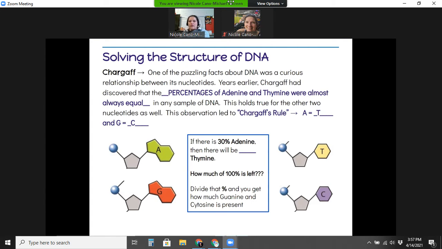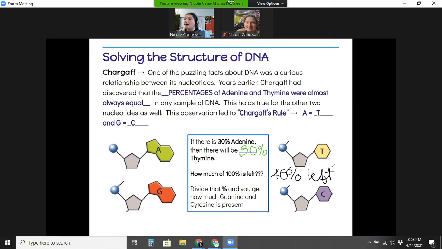Okay, so let's take a quick look, shall we? If there is 30% adenine present, then remember, adenine and thymine always exist in the same amounts. So that means that there is going to be 30% thymine as well. So if I have 30% adenine and 30% thymine, remember, percentages always have to add up to 100. So 30 plus 30 is 60. So there's 40% left.